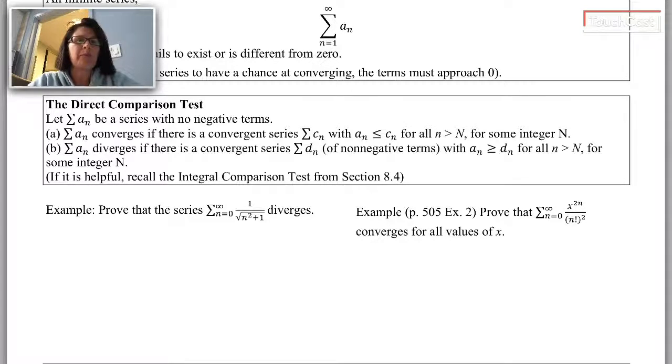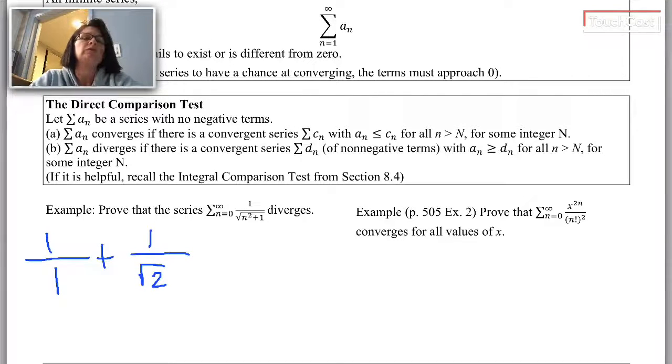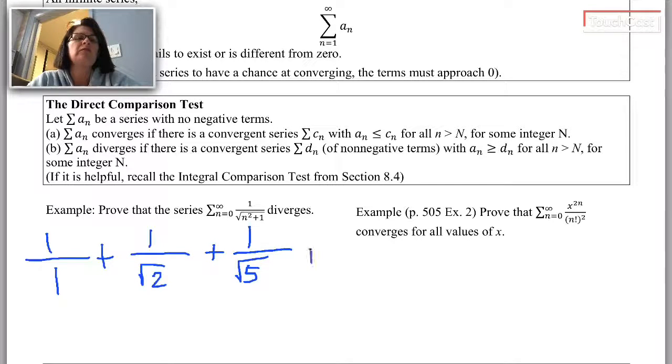So I think about it, it was helpful, you might like to write out some of the terms. My first n is 0. 0 squared plus 1 is 1, square root of 1 is 1. The next term is going to be 1 over the square root of 2. This is going to be 1 over the square root of 5. 1 over the square root of, this is 0, 1, 2, 3, 10.